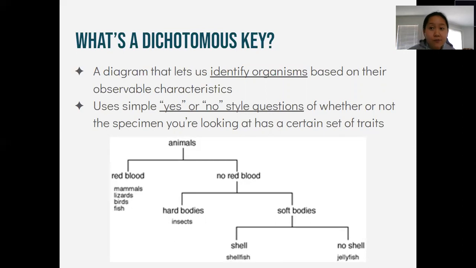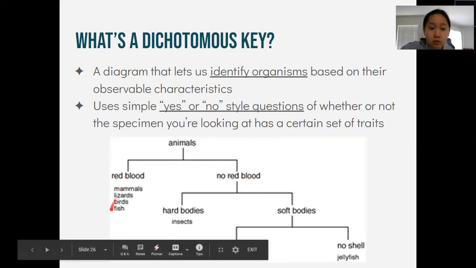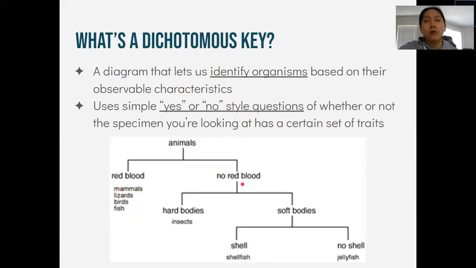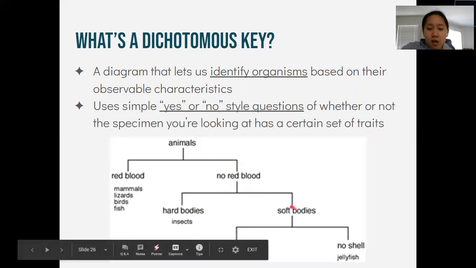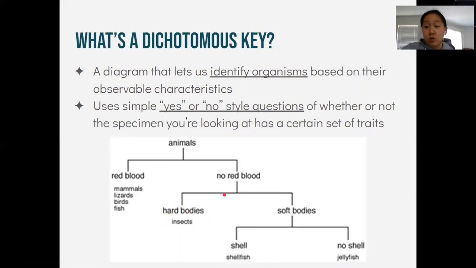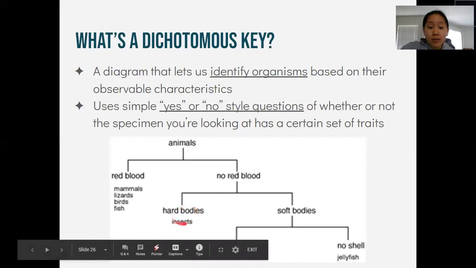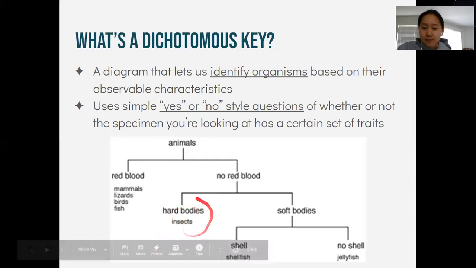For an example, if we were talking in general, you could think about in the category of animals, yes, it has red blood cells, or no, it has no red blood cells. If you say yes, you have categories of mammals, lizards, birds, fish. But if no, we're going to ask another question because there's still a lot of categories to choose from. If you don't have red blood, do you have a hard body or a soft body? If you have a hard body, right, it would be a question of yes or no. Yes, hard, or no. If you have a hard body or like an exoskeleton, you'd be an insect.